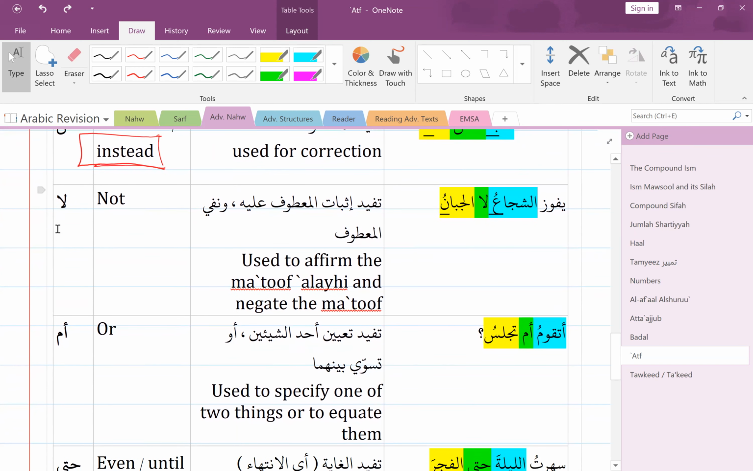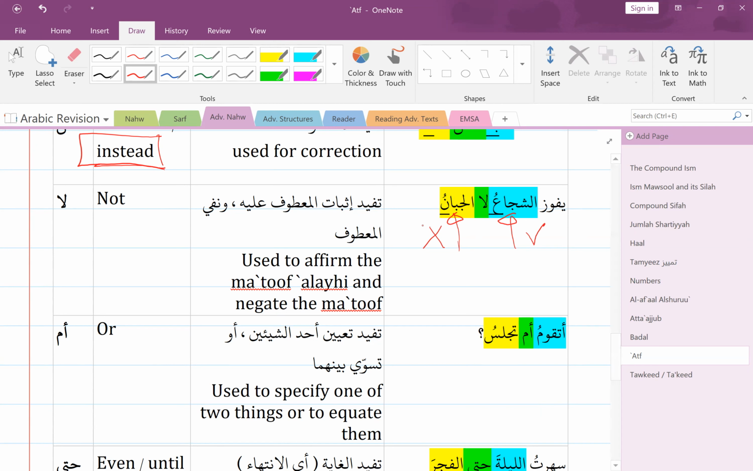Then you have la. This is something you've never come across. La as a harf atf. Well, it's there. You can use la, which means not, as a harf atf. And what does it do? Basically, تفيد الإثبات المعطوف عليه ونفي المعطوف. So it is used to affirm the معطوف عليه, this one, and negate. So this is the opposite. Remember, with the idrab, we are negating what comes before and affirming what comes after. With this one, you're affirming what comes before, and you're negating what comes after. So that's the difference.